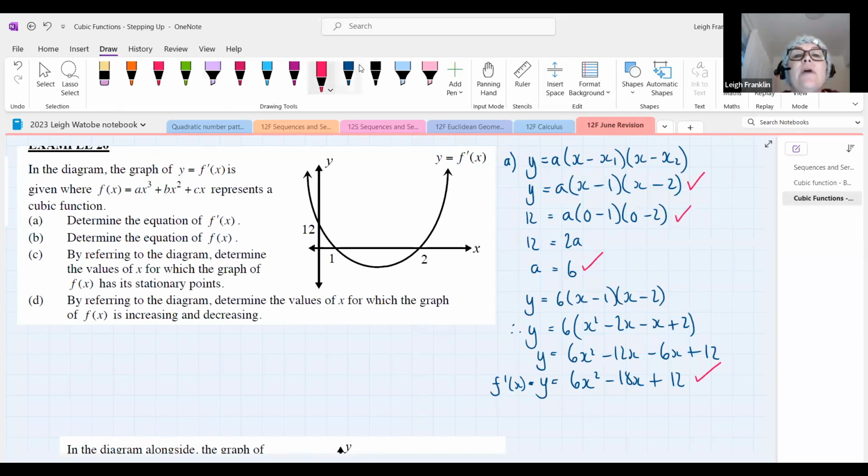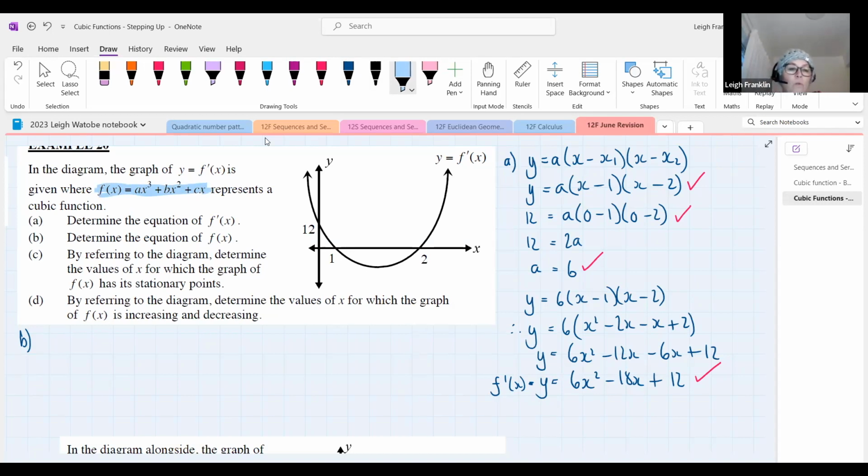Okay, let's have a look at part B now. I'll write over here. Now, this is where things start to get a little bit more interesting. Now they want us to determine the equation of f of x. So they want the equation of the original cubic function, this one that I'm highlighting in blue over here. What they're actually telling us is we need to work out the values of a and b and c.